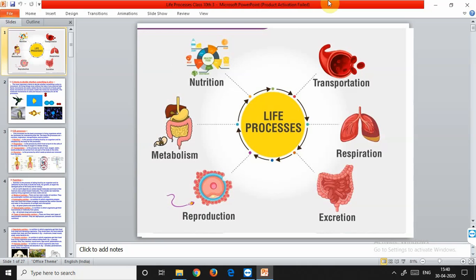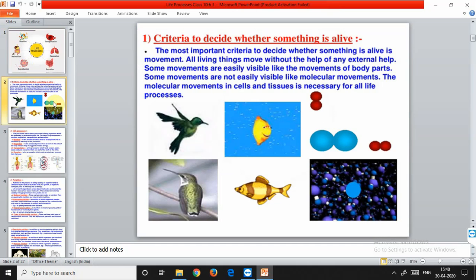So before going on further with nutrition in humans and then afterwards respiration, let's first of all give a brief recap of what we have studied till now. So we studied the criteria for deciding the living and the non-living. The main criteria that we decided was the movement. The movement of molecules was the major criteria. This you can see in the diagram.